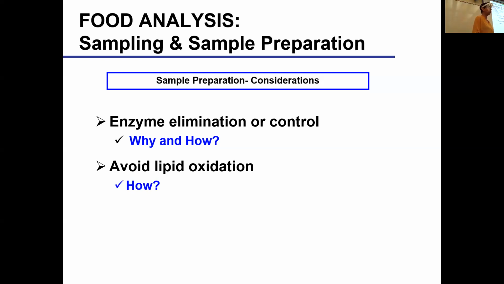Avoid lipid oxidation. We talked about flushing with nitrogen, keeping away from light, and making sure lipoxygenase is not working. What else can we do to prevent oxidation? There's another simple measure. Yes, Shinu? Extract the lipid out. You can do that, yes, but if you're doing sensory analysis, you don't want to extract the fat, you want to keep it as is. What you can do sometimes is just put antioxidants in there.